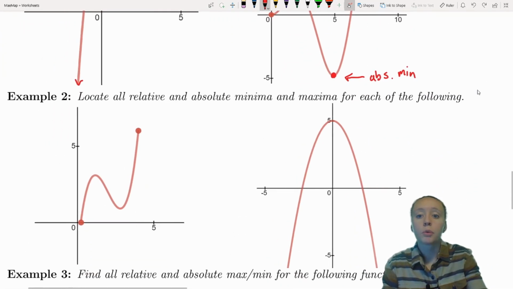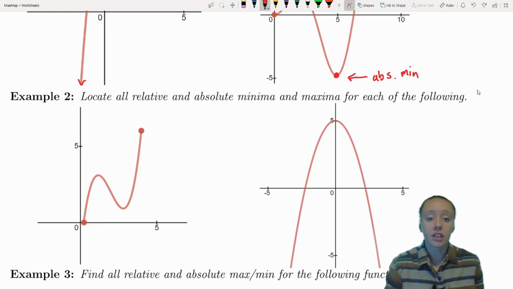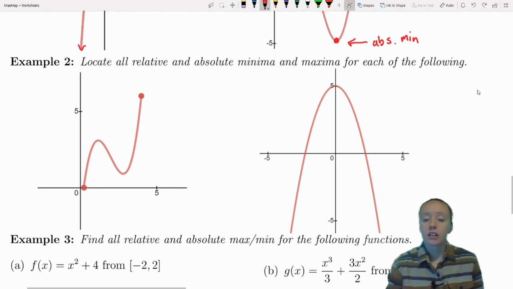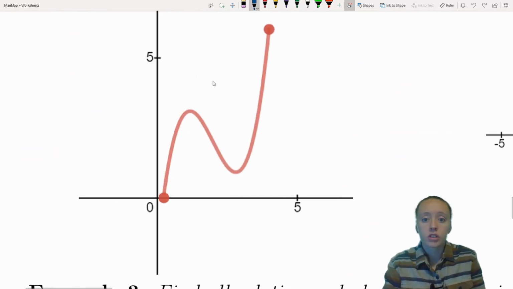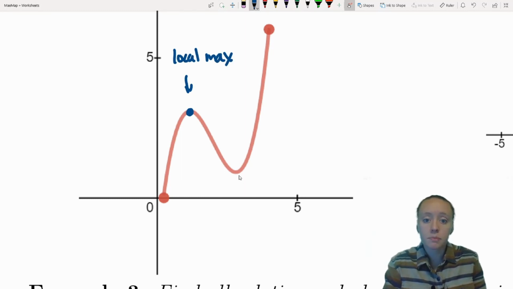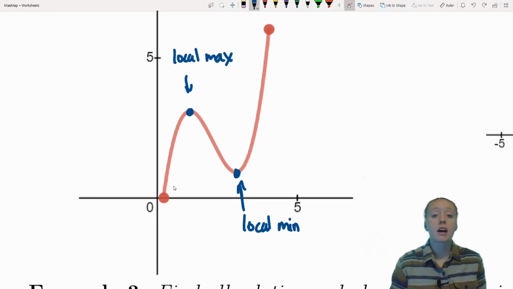In example 2, we're going to locate all the relative and absolute minima and maxima for each of the following. So let's start with this first picture looking for the relatives. Remember, the relative or local minimum and maximum cannot be endpoints. So I know that this point here is a local max, and I know that this point here is a local min. And these are my endpoints, but my endpoints cannot be local.